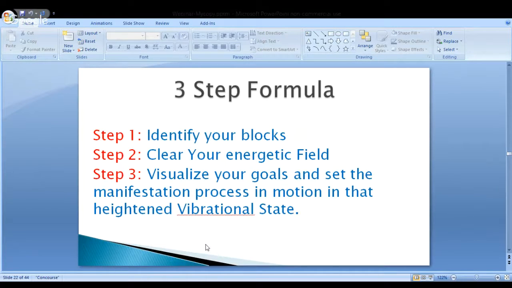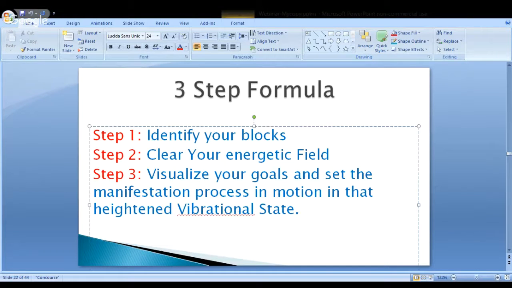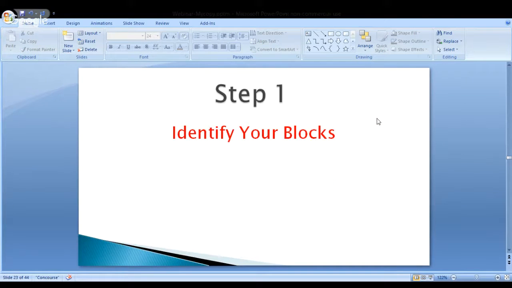Thirdly, once you've cleared your energetic field, then you sit down and you do the visualizations. You can use any visualization tools. You visualize your goal and you set your manifestation process in that heightened vibrational state. So let's go. Step 1 is identify all your blocks, according to what I've just talked about. Identify all of them and clear them.